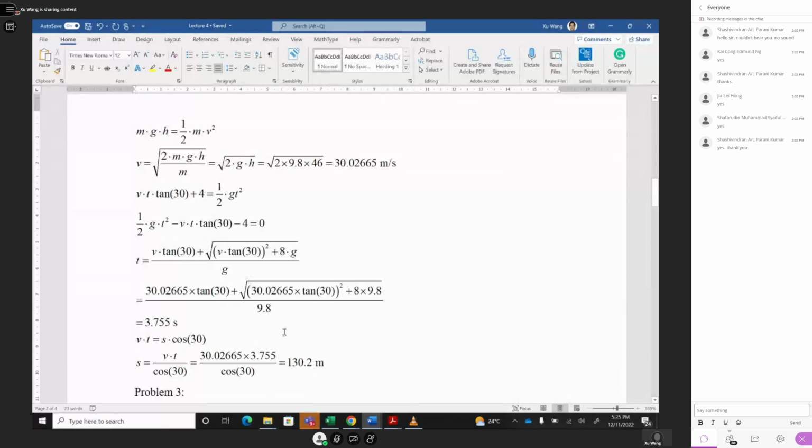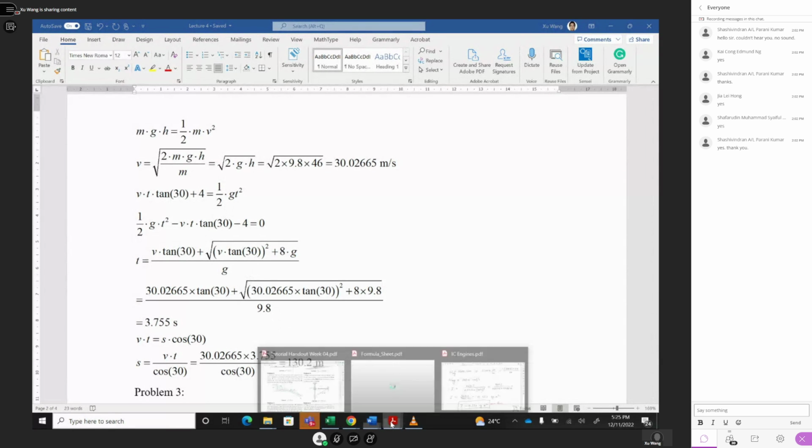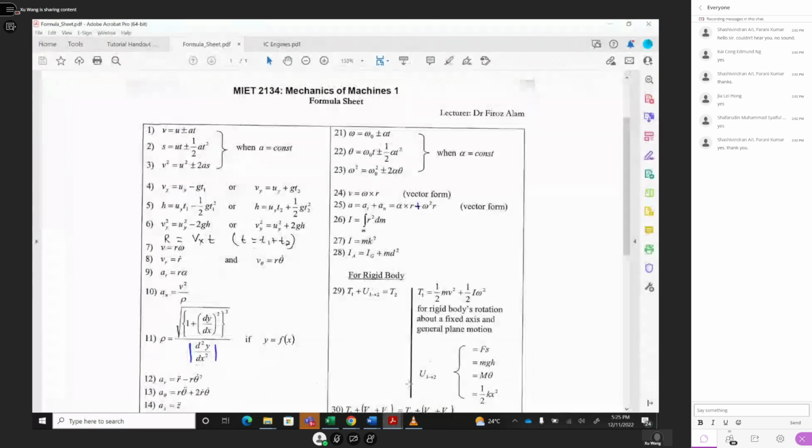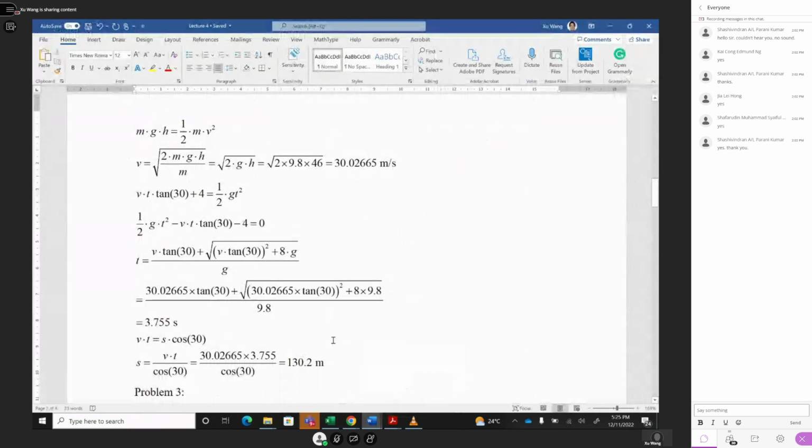Then this goes to another formula, which is acceleration. Your initial will be 0, and in the vertical, 0 plus h equals half of g t squared. This is your total h equal to half of g t squared. From here you get t squared and t, and put in v, the speed, which is 30, and the tangent of 30. They should have numbers there.